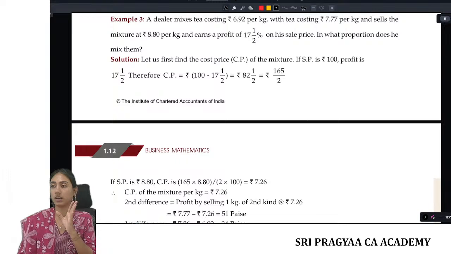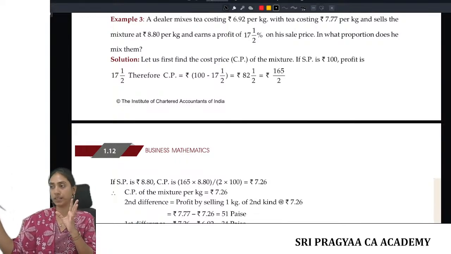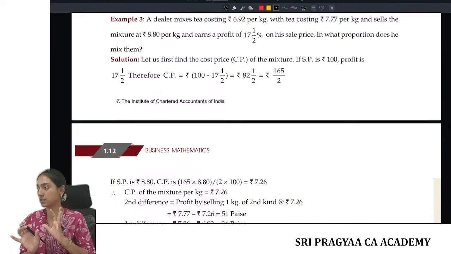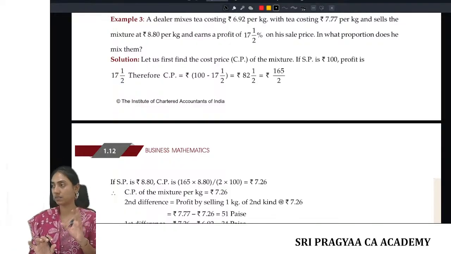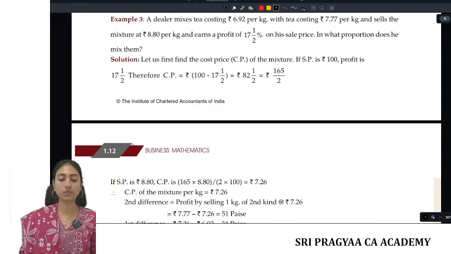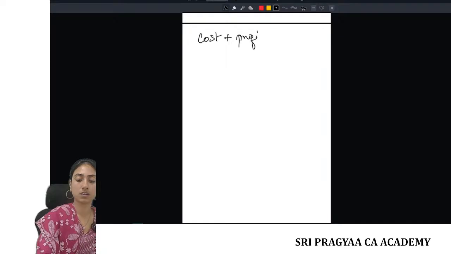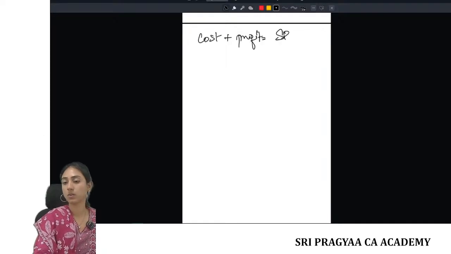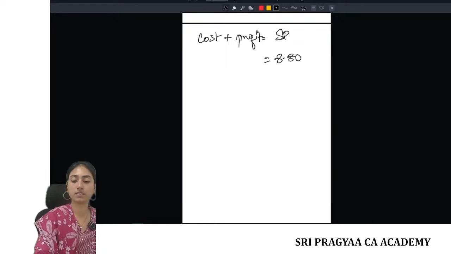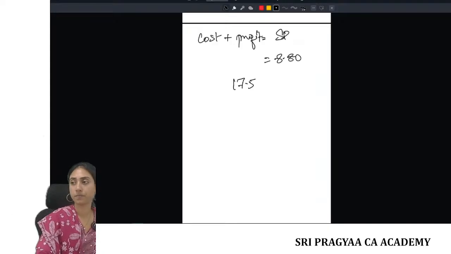In order to set a selling price of 8.88, which has a margin of 17.5. So this is the question. Okay, question clarity irka? So how will you calculate? First of all, what is either? Go back to basics. So your cost plus profit is equal to selling price. Okay, what is your selling price inga? 8.8. What is your profit percentage that's given? 17.5. Okay, so what is your cost? What is your selling price?